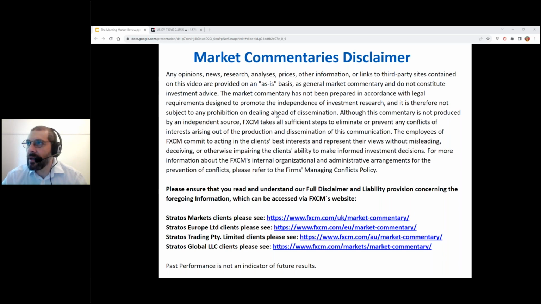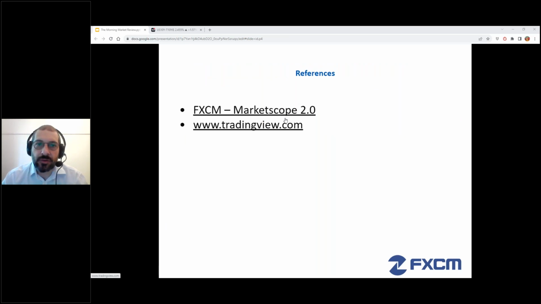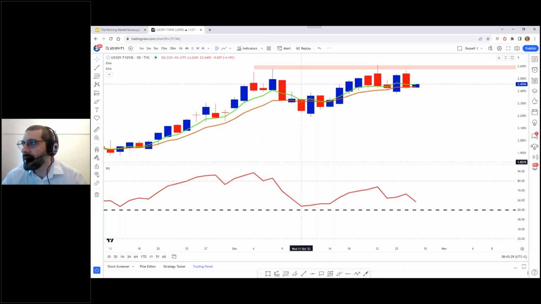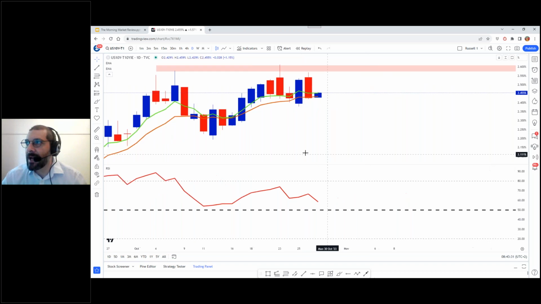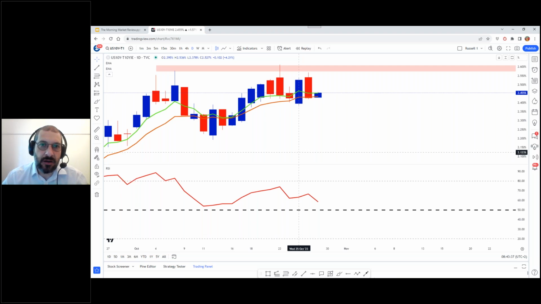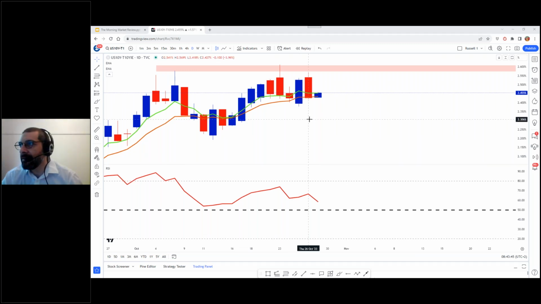Okay, and our references, MarketScope 2.0 and TradingView.com. And we're going to start with TradingView as we usually do, and going to consider the real rate. I'm actually finding the movements in the real yield to be quite challenging just over the last 2 days. We've had a sharp movement up, and then yesterday we had a sharp movement down, and slightly today.